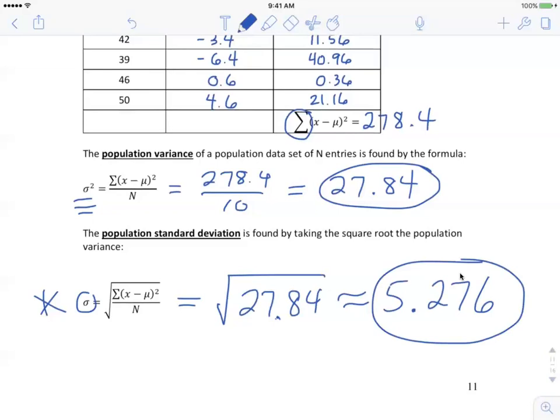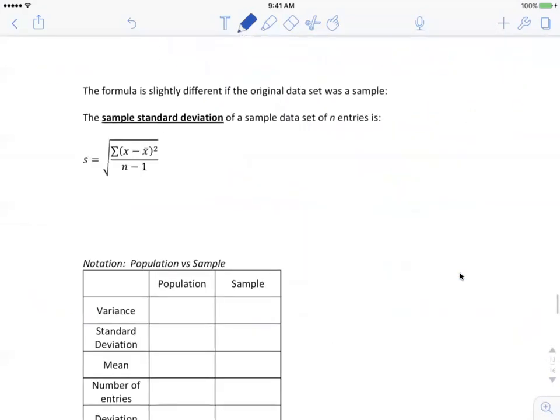What that means is, on average, data values are going to be about $5 away from the mean. It's one number that gives you a clue about how this data set is spread out. The higher that number, the more spread out the data set will be. A lower standard deviation means the values are really close to the mean, close together. Those are population variance and standard deviation.